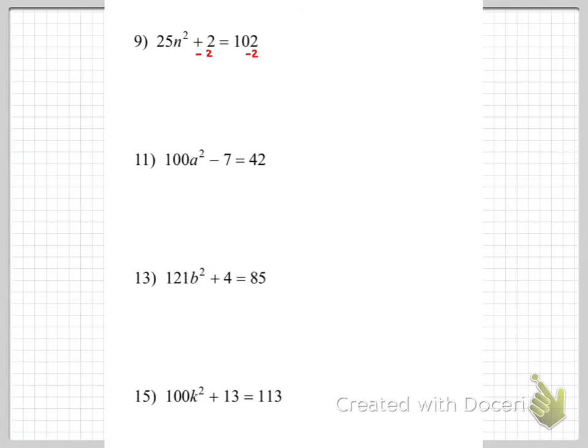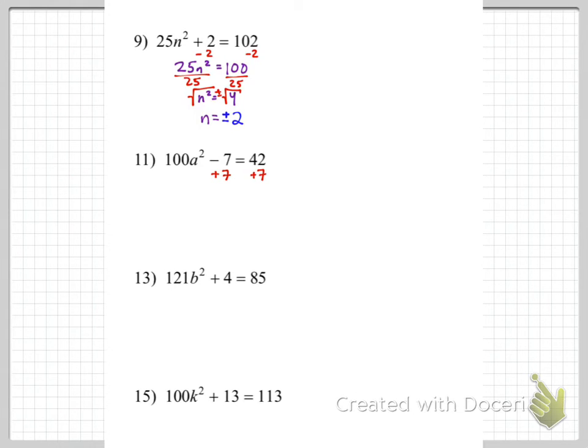For number 9, now we need to get the 25n squared term by itself first, so we subtract 2 from both sides. That gives us 25n squared equals 100. Now we're going to divide by 25 on both sides, and we get n squared equals 4. We've done this before, square root both sides, and plus or minus 2, those are our solutions.